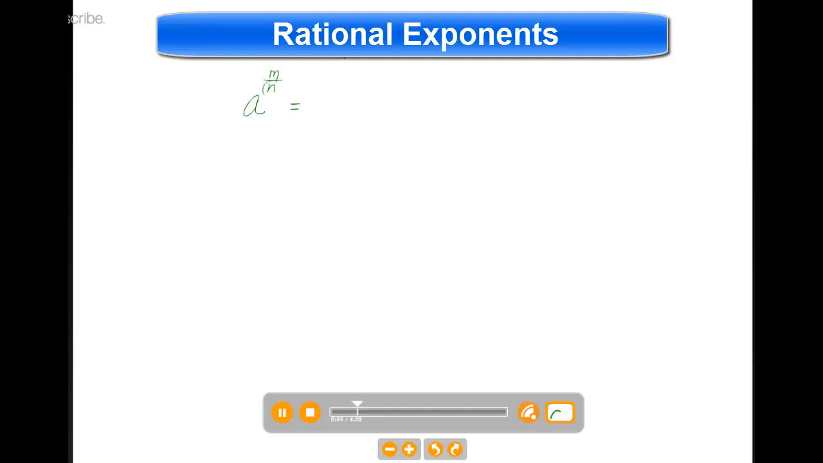So this number here in the denominator, which is n, is actually going to be the index of the radical, and the m is going to remain the exponent on the base. So when we have a to the m over n, that's really the nth root of a to the m. And there's also one other way we can think about this, and that is just taking the nth root of a and then raising all of that to the mth power.